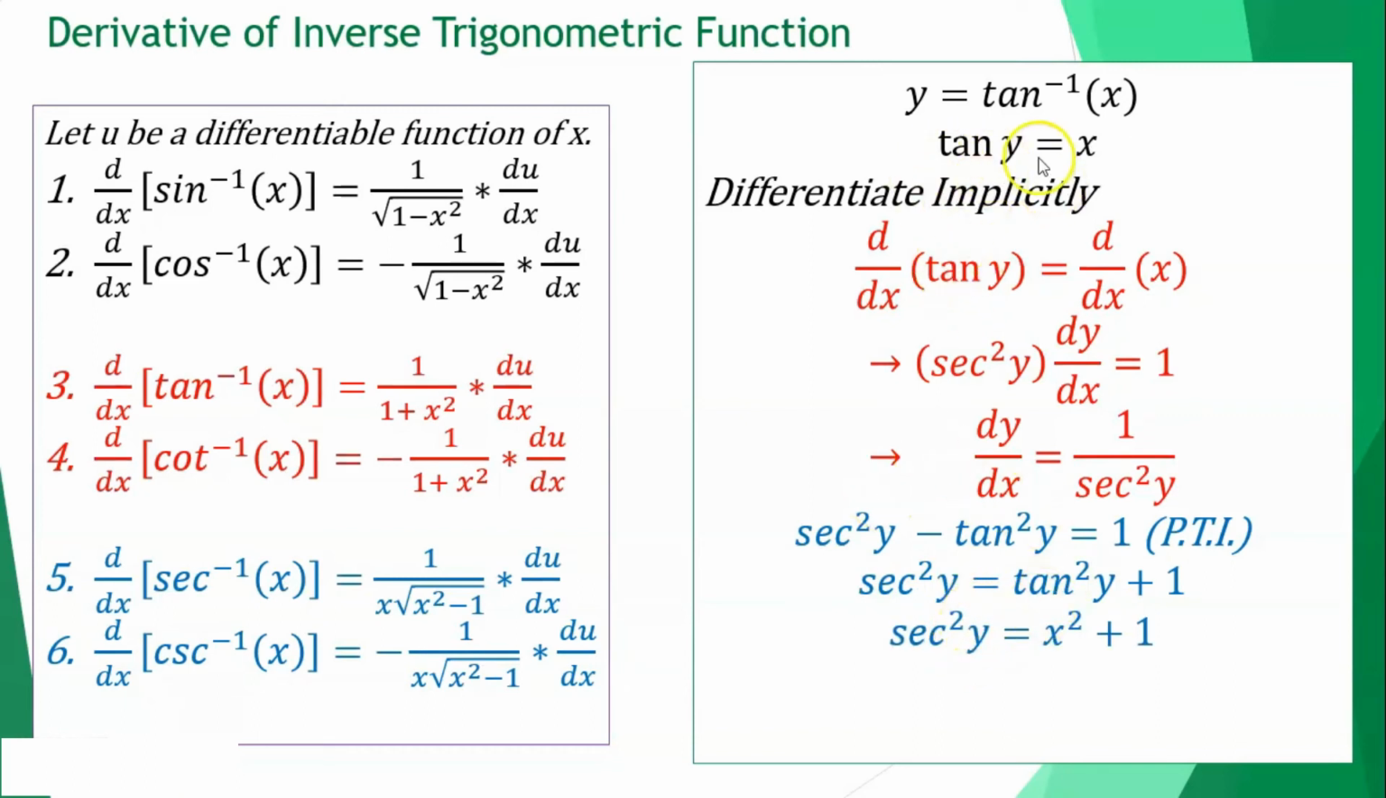Now, since we have here tangent y as x, we can replace tangent squared y here as x squared. So, making use of the derivative of arc tan, which is 1 over secant squared y, we can have here 1 over, replace it with x squared plus 1. So, that's how the derivative of arc tan is obtained. So, let's have an example.